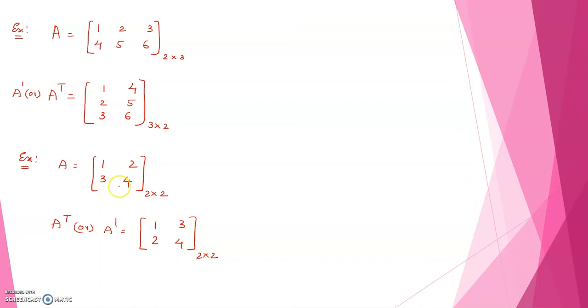So you can find or you can write the transpose of any matrix by changing the rows into columns or by writing the columns as rows. Either you write rows as columns or you write columns as rows. The resultant matrix is called the transpose of a matrix.